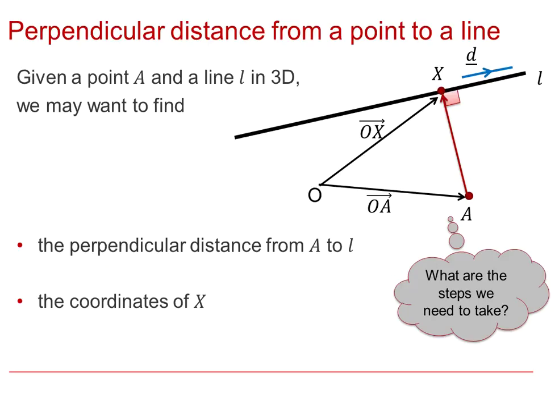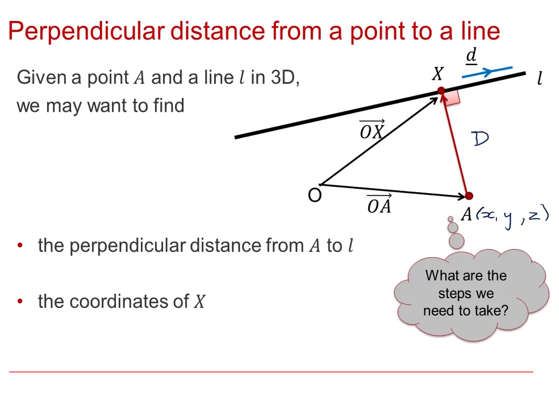Given a point A, which will be x, y, z in 3 dimensions, and a line L in 3 dimensions, try and visualize this diagram as being in 3D. We may want to find the perpendicular distance from A to L, let's call that D, or the coordinates of a general point X on the line L.